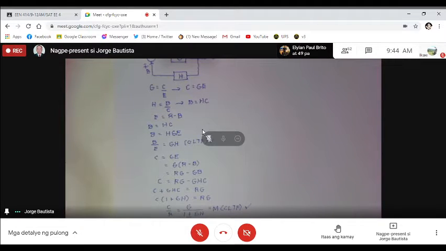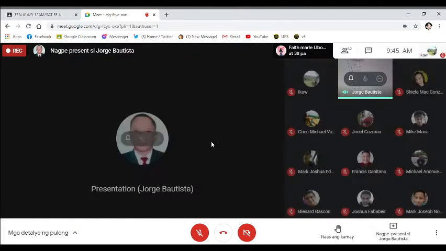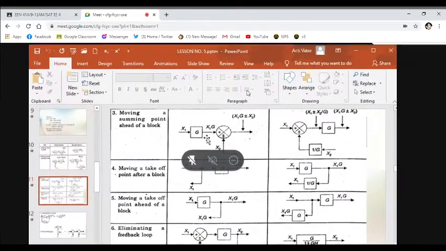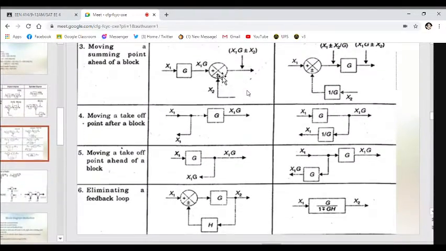Okay? Next, moving a summing point ahead of the block. Okay? So, ito yung original. Ililipat mo naman ngayon sa harapan ng block. So, pag nilipat na, ito na, no, nag-swap na sila. You have to put 1 over G sa feedback.